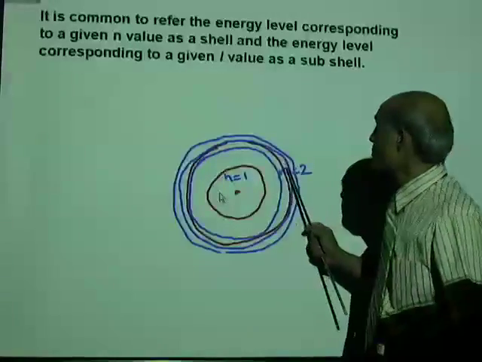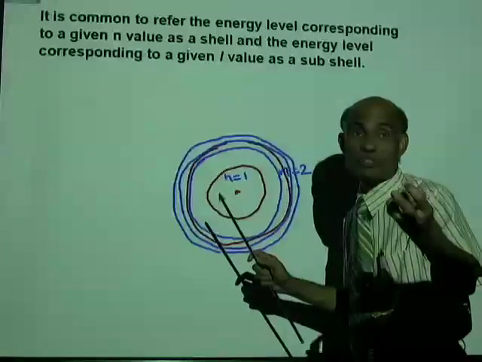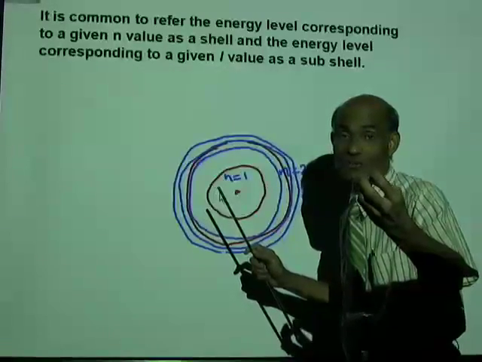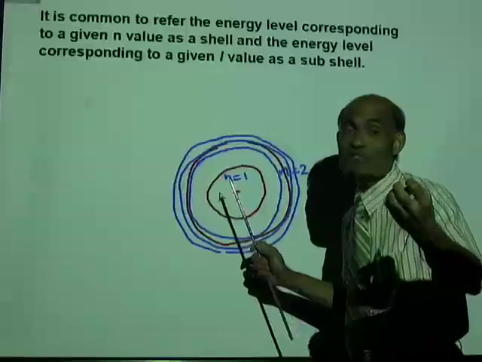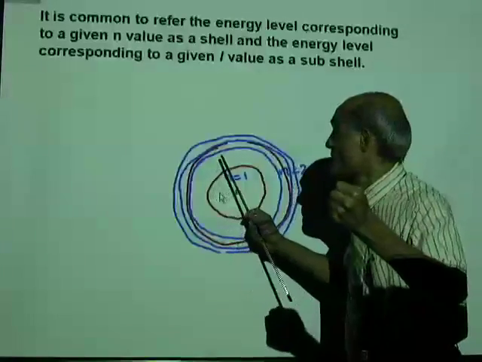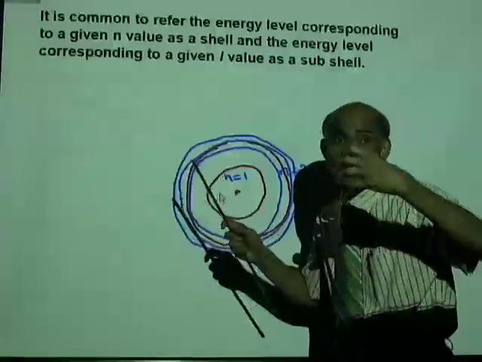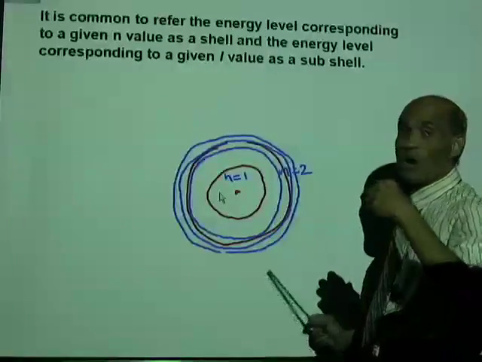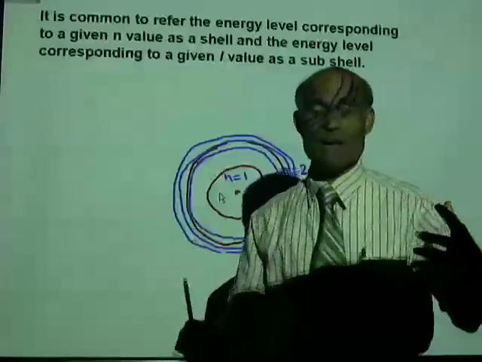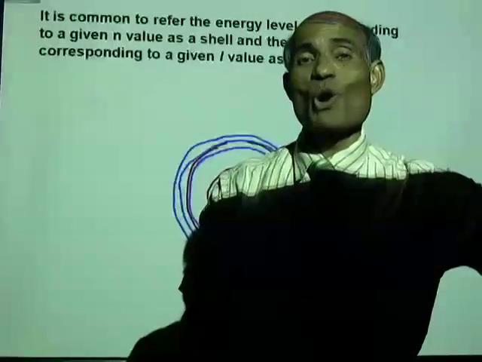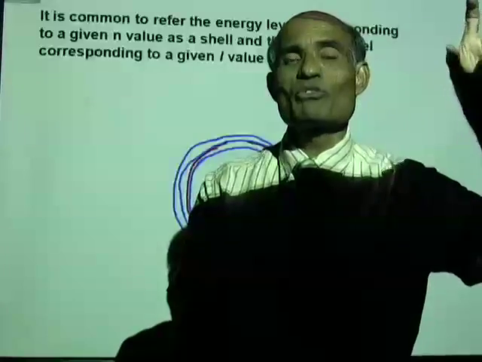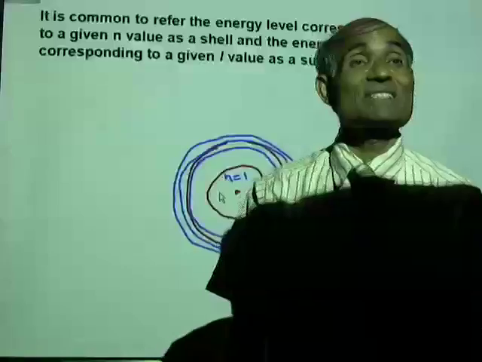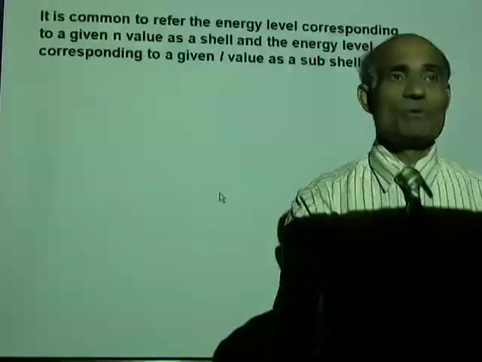But for n equal to 2, L can have 0 and 1. Is that right? 0 and 1, n equal to 2. That means there are 2 subshells there. So the n equal to 2 becomes a little more complex. N equal to 3 becomes a lot more complex. So you have now, in place of the Bohr model having clear orbits, shells, and each shell has subshells.